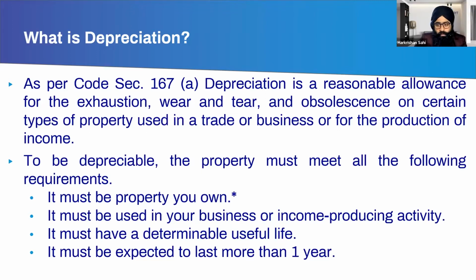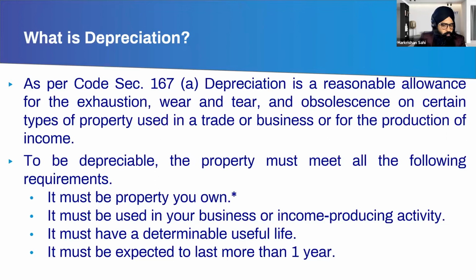cost segregation. So basically, as per the regulation code 167A, whenever you buy a property, you get a reasonable allowance for exhaustion, wear and tear, basically depreciating any property. IRS gives you an allowance that goes on your schedule as a deduction that you can use.